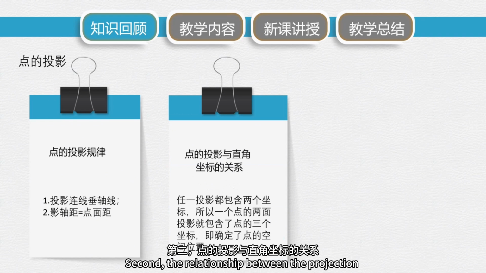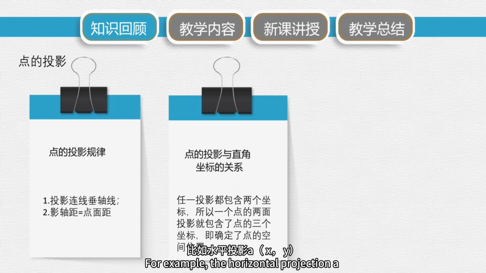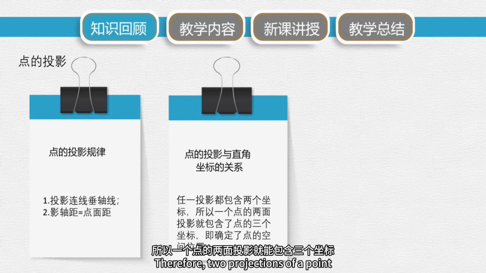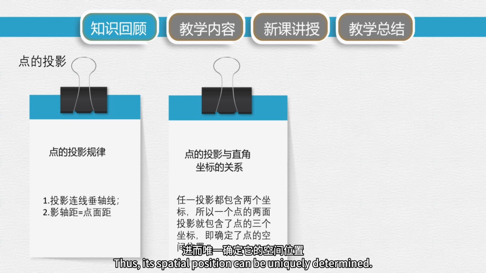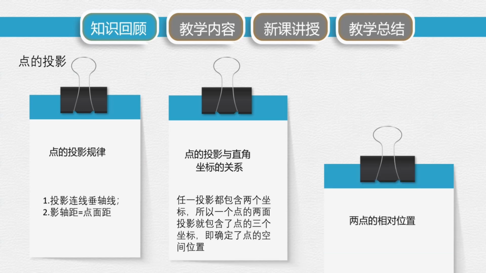Second, the relationship between the projection of a point and the right-angle coordinate system. Each projection contains 2 coordinate values. For example, the horizontal projection a is expressed as x, y. The frontal projection a' is expressed as x, z. Therefore, 2 projections of a point contain all 3 coordinates. Thus, its spatial position can be uniquely determined. You must remember this conclusion clearly.